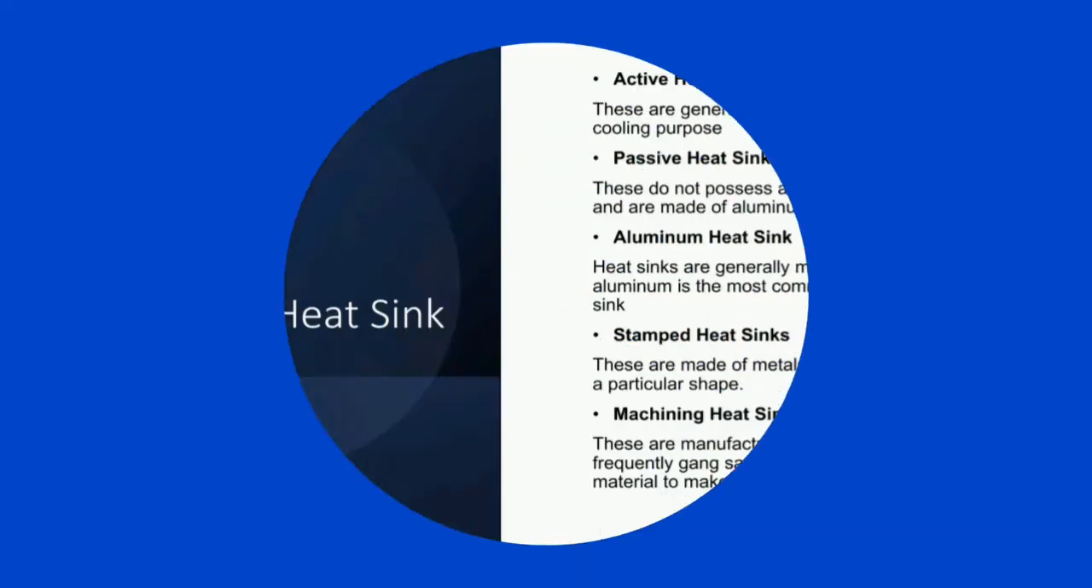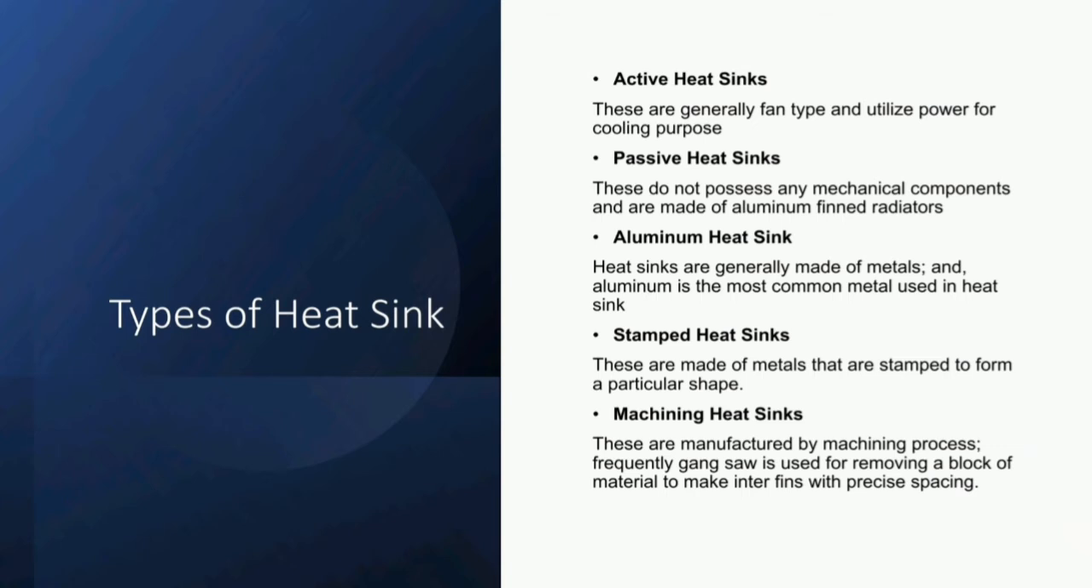Types of heat sink. Types of heat sinks are active heat sinks, passive heat sinks, aluminum heat sinks, stamped heat sinks, and machining heat sinks. In active heat sinks, these heat sinks are generally fan type and utilize power for the cooling purpose, while passive heat sinks do not possess any mechanical components and are made of aluminum and finned radiators.